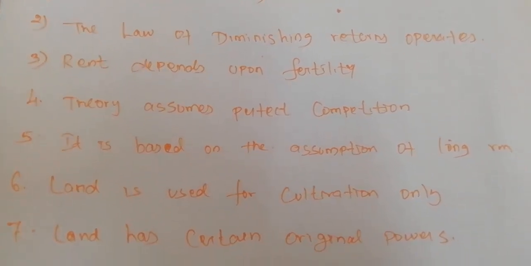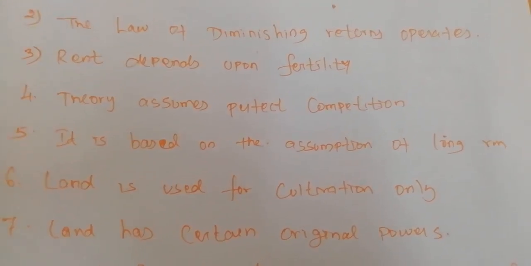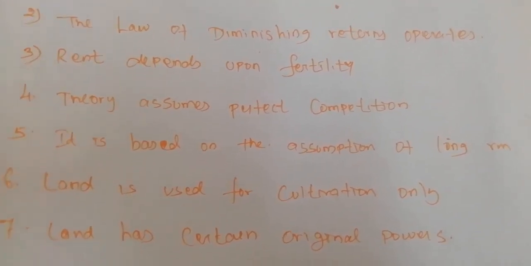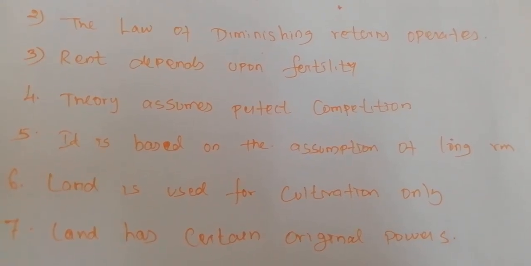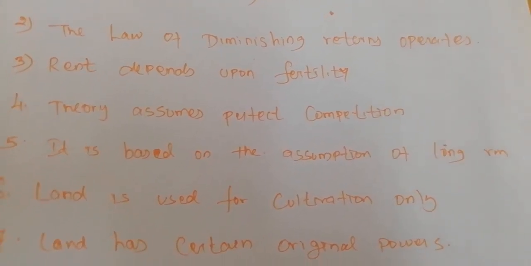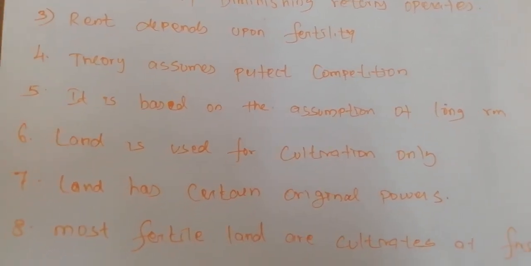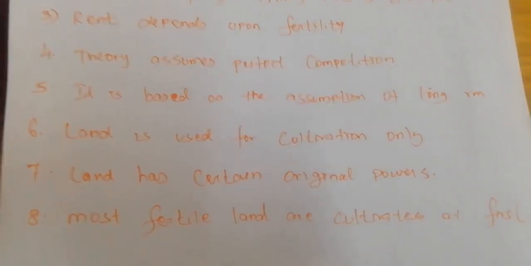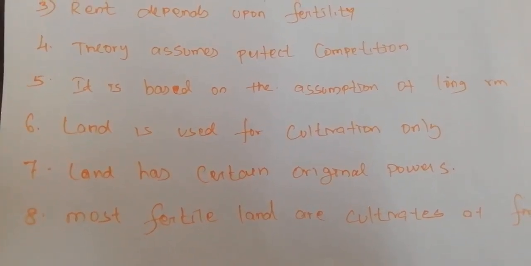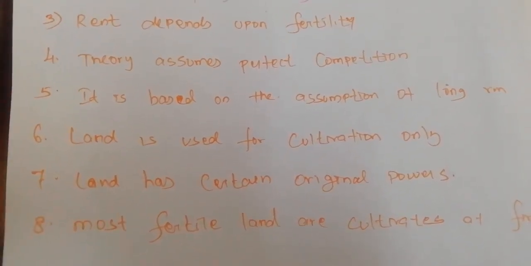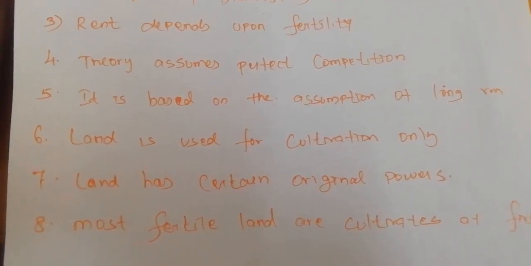Next, it is based on the assumption of the long run. This theory is based on the assumption of a long period because suddenly we will not get the yield from the cultivated land. So we must consider the long-term phenomenon. Next, land is used for cultivation only. Nowadays we are using the land for many purposes, but Ricardo told us to consider that land is used only for cultivation.